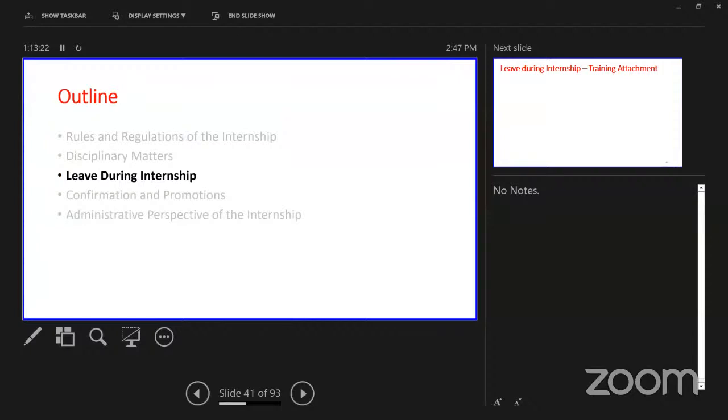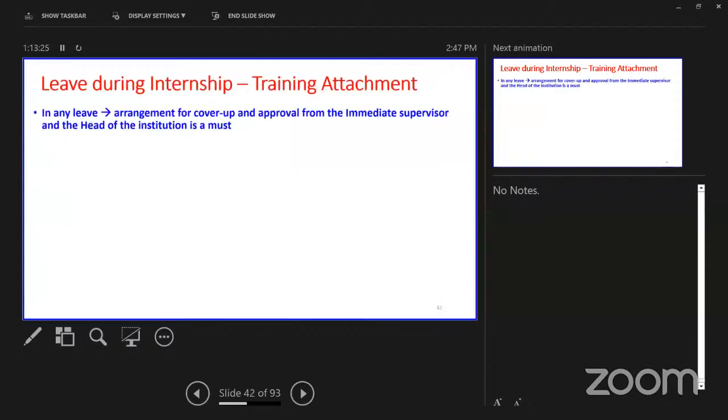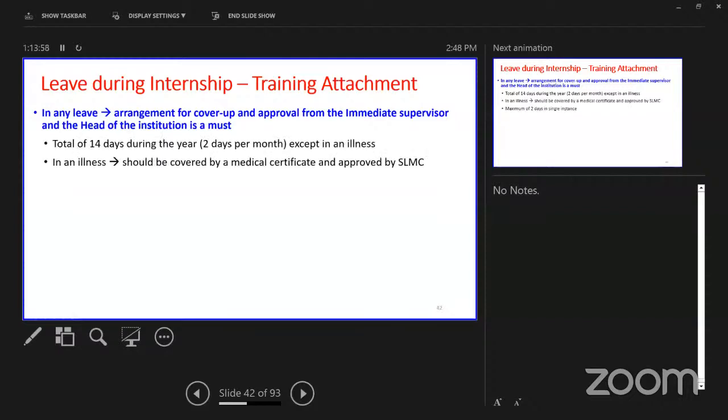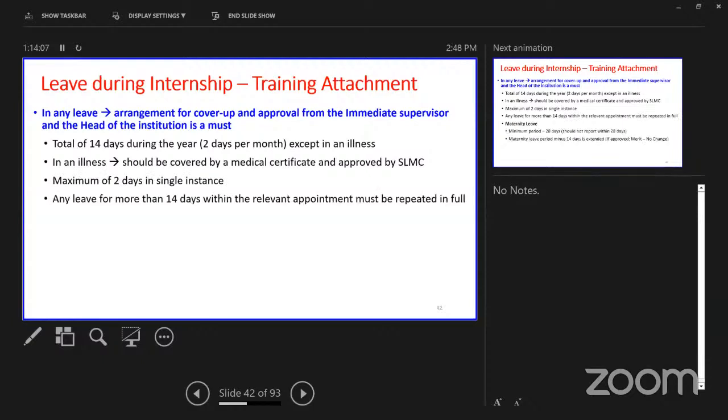So, leave during internship. For any leave, arranging a cover-up and getting approval from the immediate supervisor and the head of the institution is a must. You must get the approval of the consultant and the head of the institution. That is the main thing about leave during internship or at any other time. Total 14 days during the year, 2 days per month, except for illness. Illness should be covered by a medical certificate approved by the Sri Lanka Medical Council, a maximum of 2 days in a single instance. I am repeating these things because this is important. Any leave of more than 14 days within the relevant appointment must be repeated in full. So remember this one.